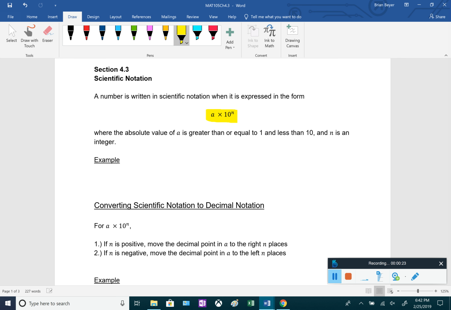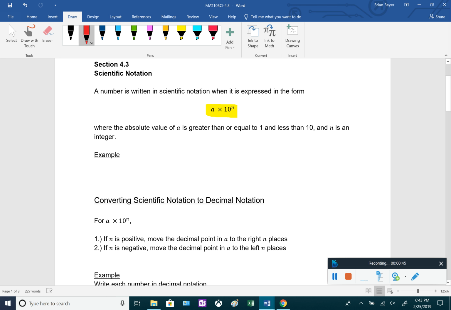a times 10 to the nth power. So something times 10 to another power. The absolute value of a, the a out front, is going to be greater than or equal to 1 and less than 10. So that's pretty important. And then the n is an integer, meaning it's a positive or negative whole number.